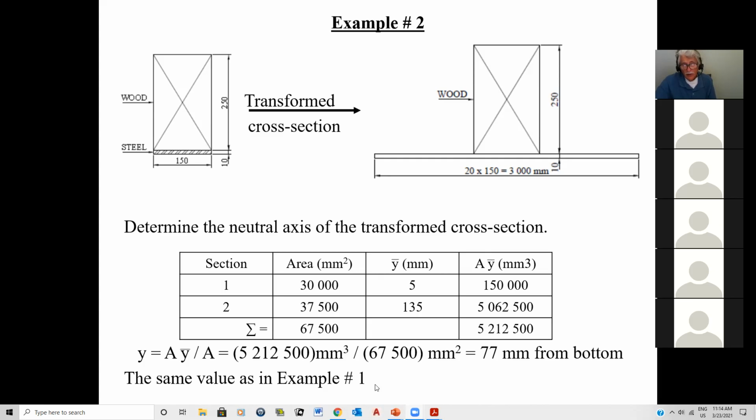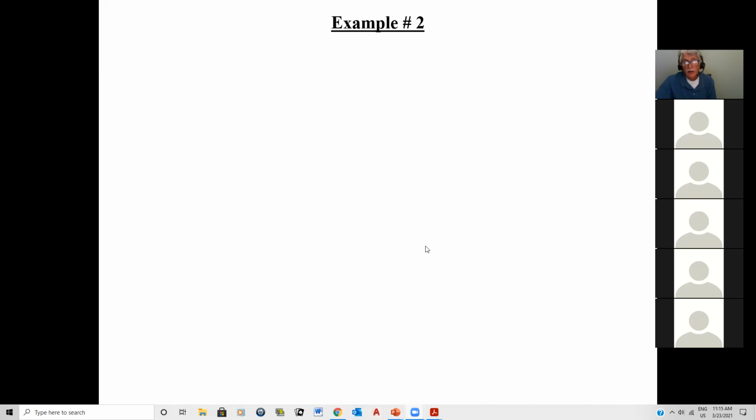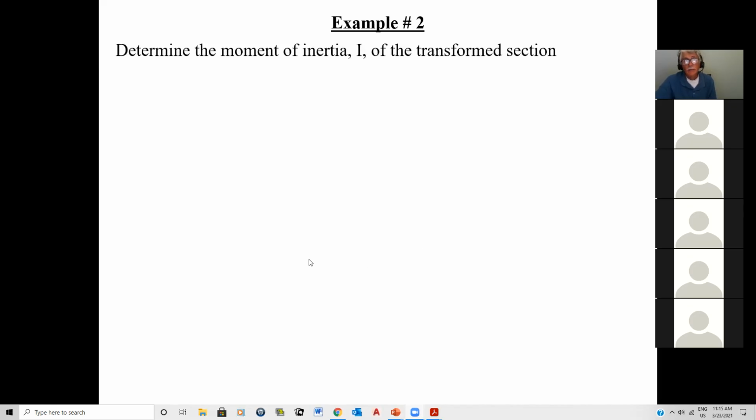So the same as the value is number one, and that's exactly, in other words, the neutral axis is the same whether I transformed everything into steel or I turned everything into wood, and that makes sense to me, okay? And that's the only thing that stays the same. The moment of inertia is completely different. Why? Because the areas are different, and therefore when you do your A d squared, your moments of inertia are going to be different, okay? The only thing that stays the same is the d distance, but everything else changes.